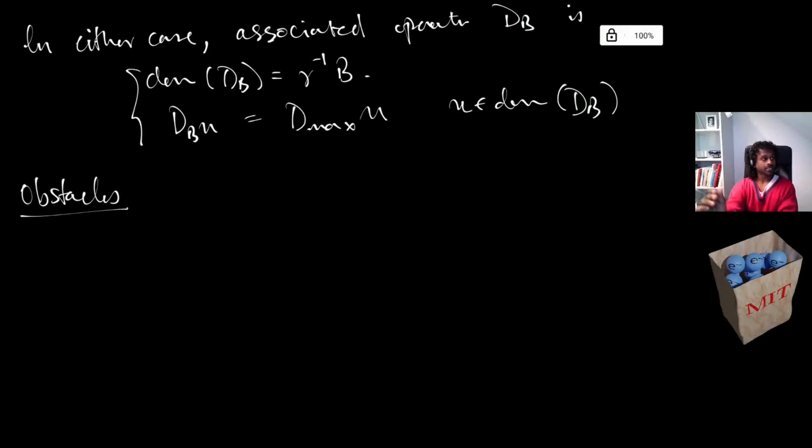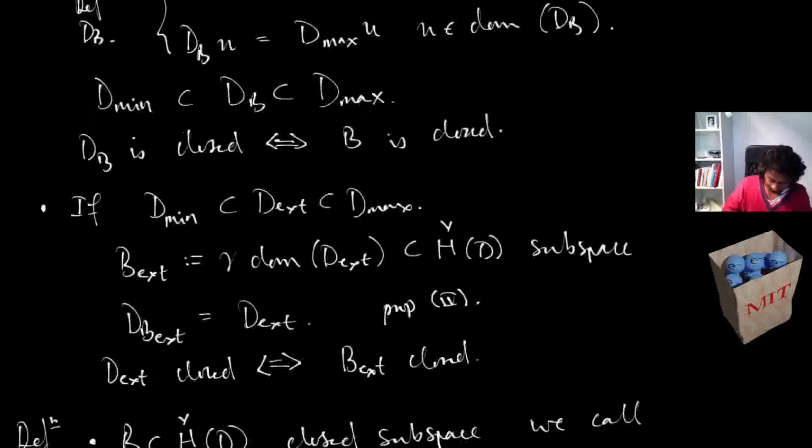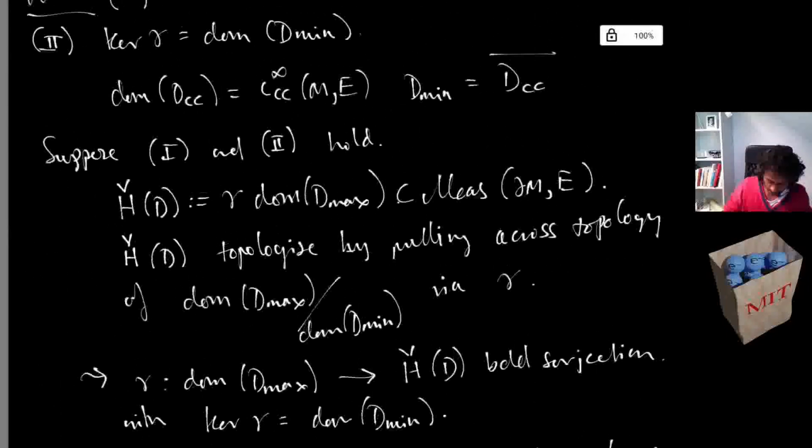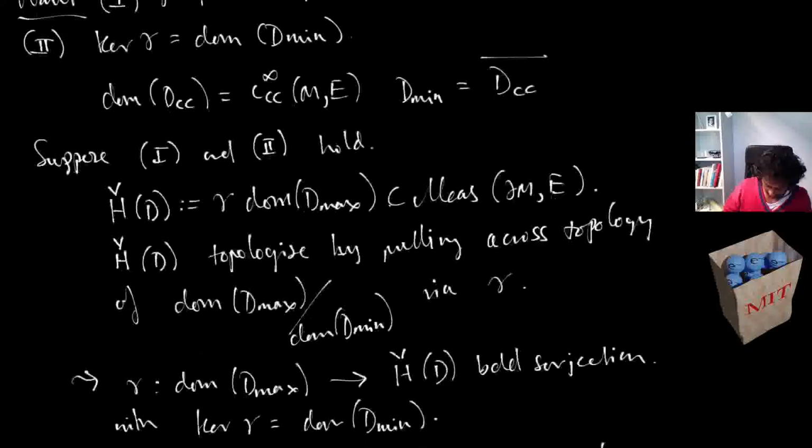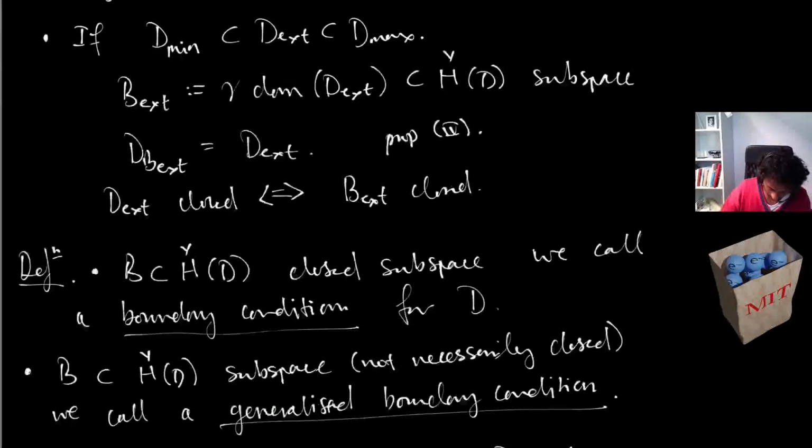Okay, so let me just really try and get through what the obstacles might be. So the obstacle for number one, the formalization, or, well, actually, no, this is number I. Sorry, I mixed up the numbers. So this is number I, which is here. All right, so we want to define gamma to be extended on the whole of DOM Dmax. So what might be a problem here?